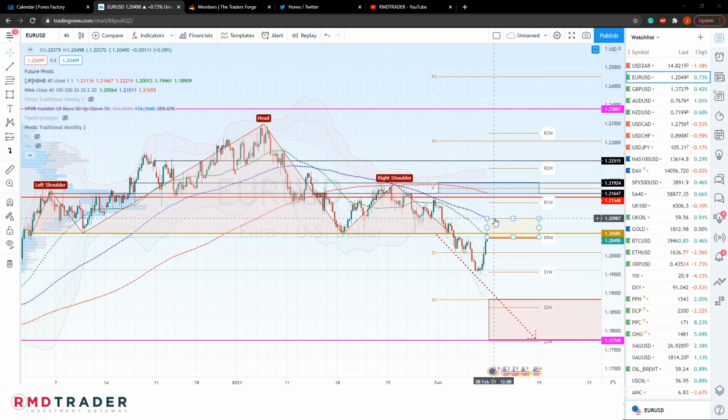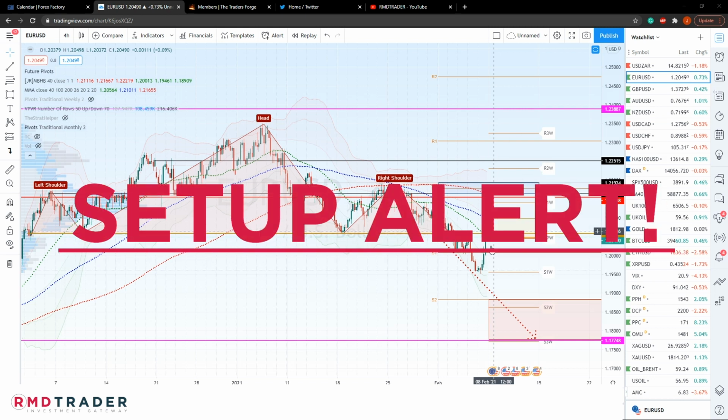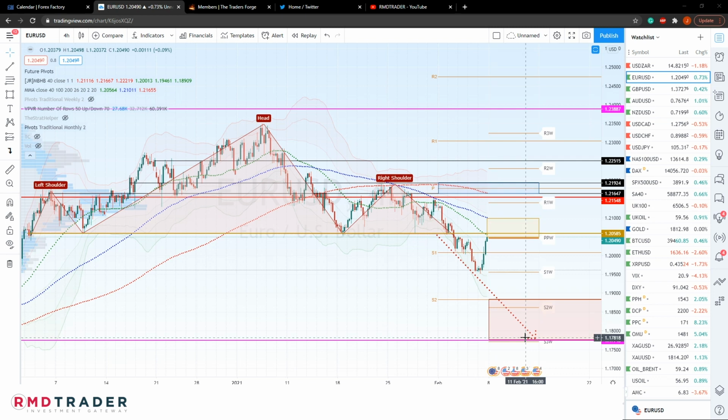This can then see price move towards the full head and shoulders target about 1.178, although I do not necessarily expect this to happen this week. And for this week, perhaps a more realistic short target would be somewhere between last week's low at 1.195 and a monthly S2 pivot at 1.188.